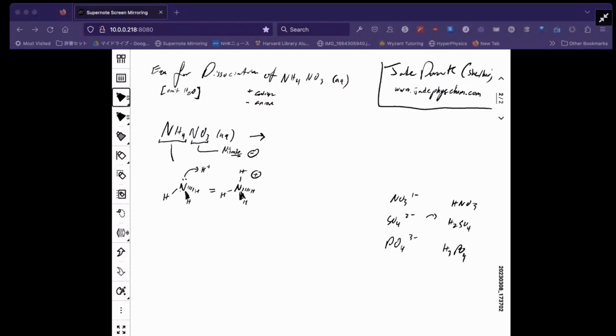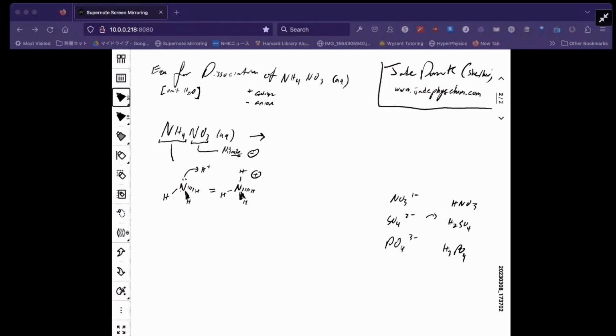So if you do that, you can just take off the hydrogens, right? And that will give you the negative charge, right? So 1 hydrogen on HNO3, 2 on for SO4, and 3 for PO4.